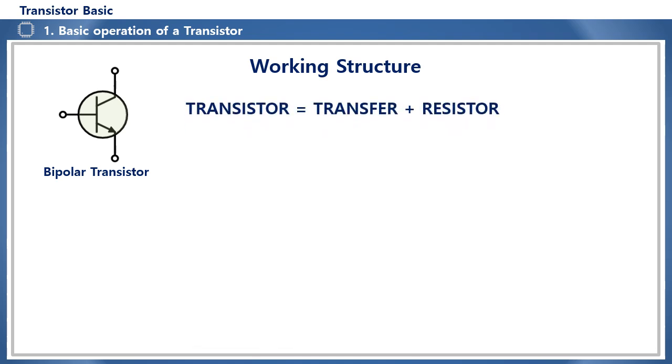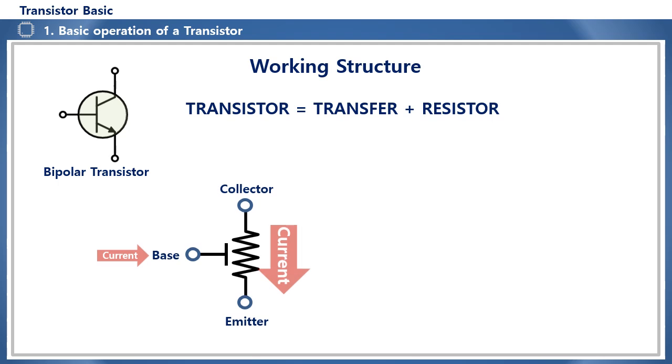The name transistor is a combination of the words transfer and resistor, meaning transfer resistance or transformation resistance, and refers to a resistance element that can be changed by some control.